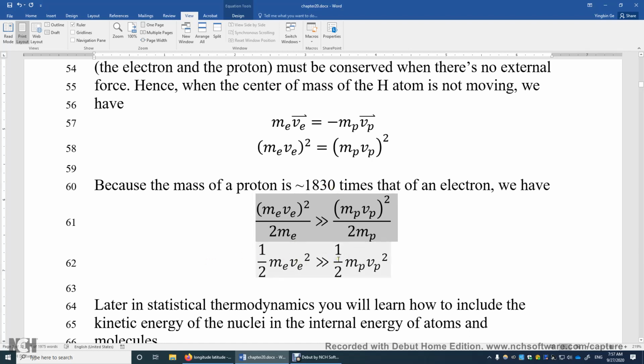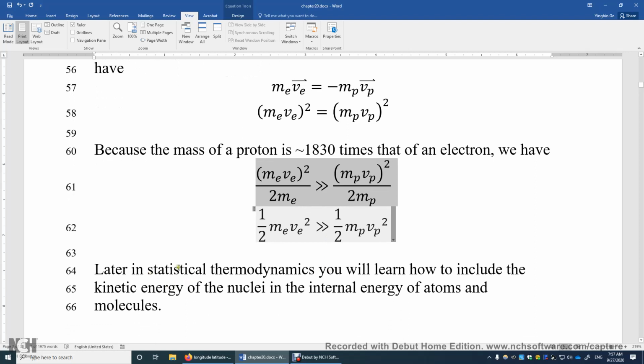Although that's the case, we can still include the kinetic energy of the proton, or in general, if we're looking at other atoms or molecules, we can include the kinetic energy of all the nuclei, but we'll have to study statistical thermodynamics to understand how to include the kinetic energy of the nuclei in the internal energy of the atoms and the molecules. All right, so a lot more math coming.